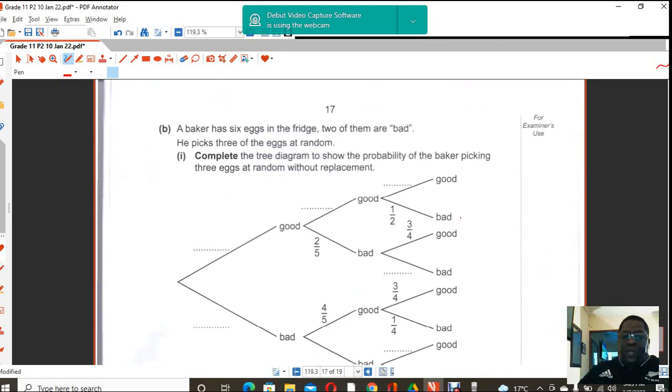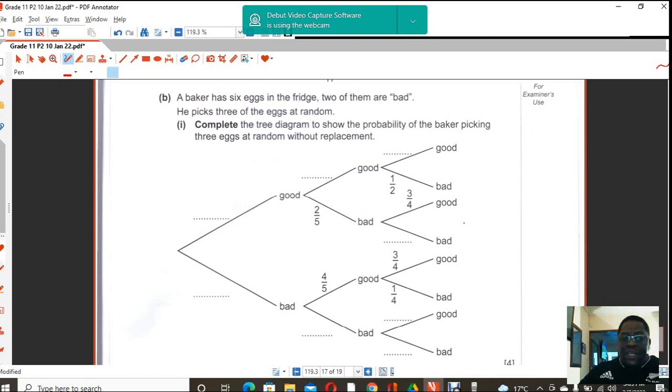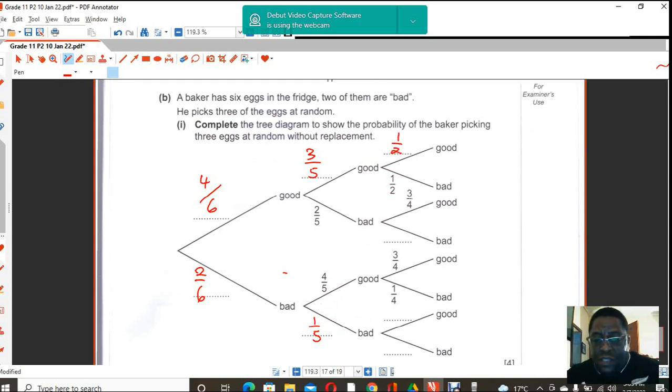Okay, let's get to part 17. They say a baker has 6 eggs in the fridge. 2 of them are bad. So 2 out of the 6 are bad, then 4 out of the 6 are good. You get me? He picks 3 of them at random. So when he picks here now, it's going to be out of 5, right? So this is already 2, so this has to be 3 because this is supposed to add to 1. This is 4 out of 5, so this one must be 1 out of 5. You with me? Because they should add up to 1. Well, this is a half, so that one is also going to be a half because it should give you 1. That is 3 out of 4, so this one here should be 1 out of 4.